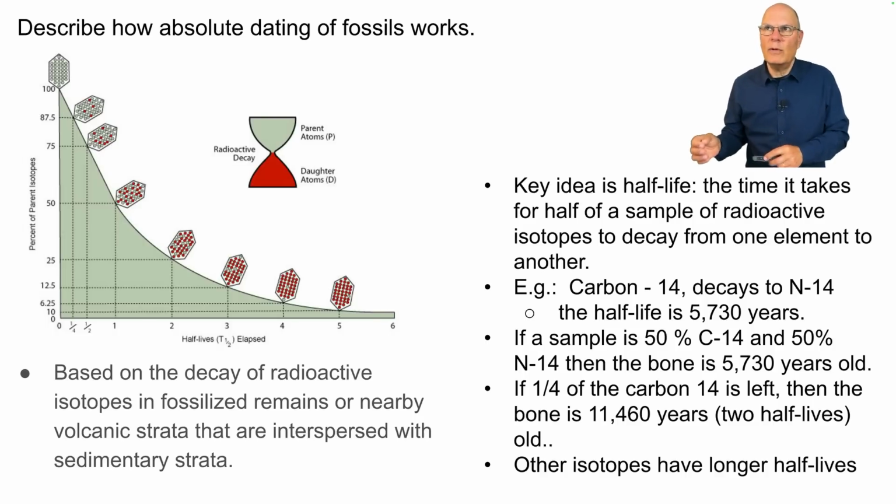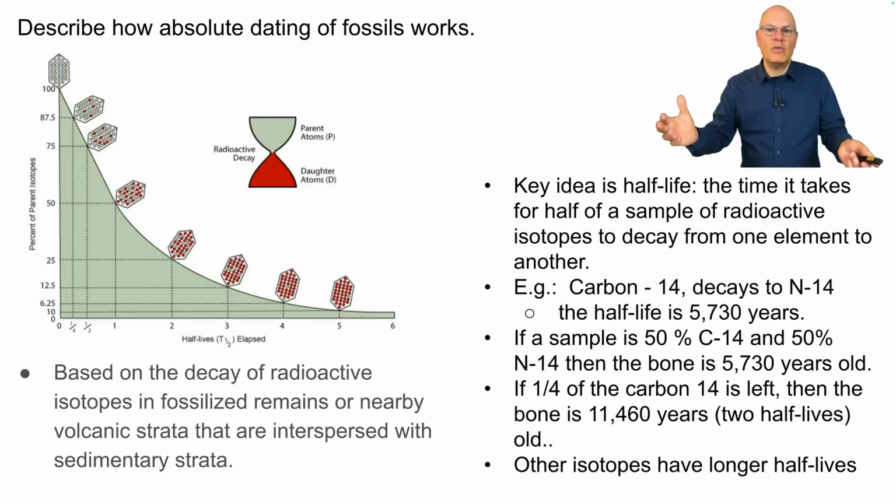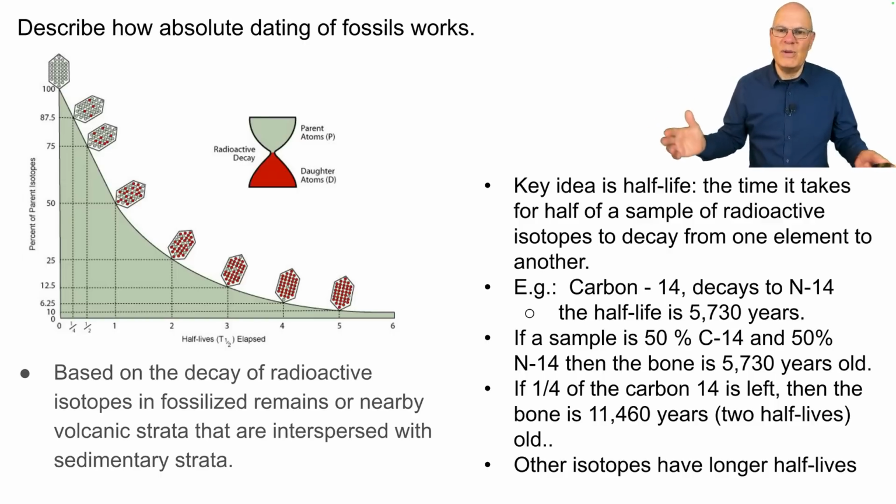You can find carbon-14 directly in organic remains, but you can also find, as I said before, radioactive elements that are in volcanic strata, and you can use that to date older fossils. So that's how we know how long ago the dinosaurs became extinct, when the first vertebrates emerged, when the first fish emerged, and so on and so forth. That's absolute dating of fossils.